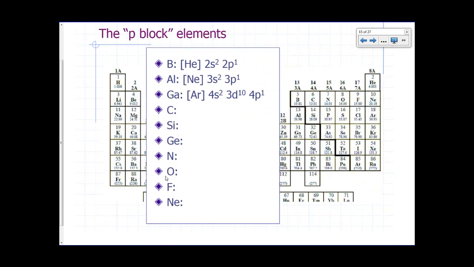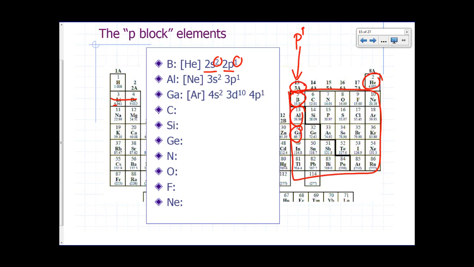What about the p-block elements? These are the p-blocks. Boron would be helium core, and then 2s2 and then 2p1. You can expect aluminum would end up with 3p1, and the next would end up with 4p1. All of these would end up with p1. The valence subshells would have 3 electrons total, 2s2 and 2p1, that's 3, and that's the reason why it's called group 3A.